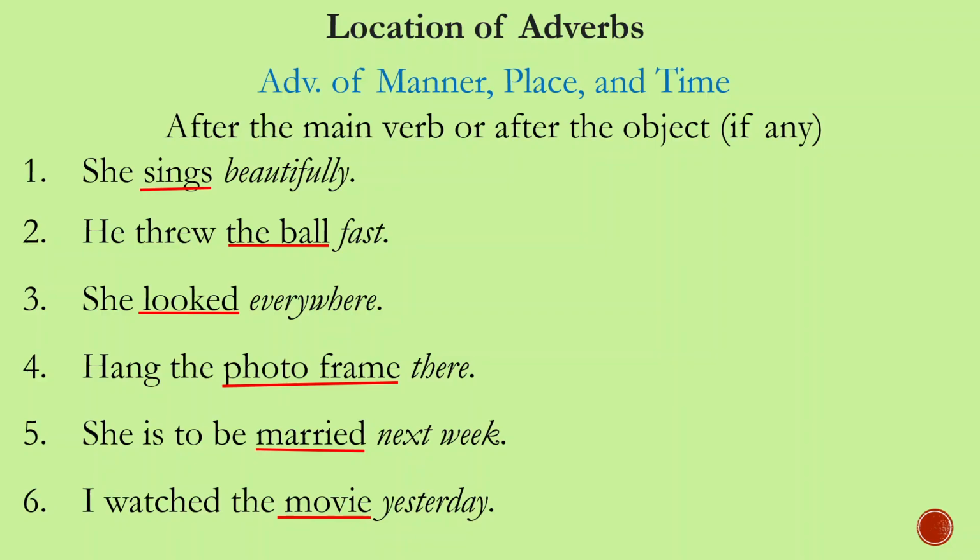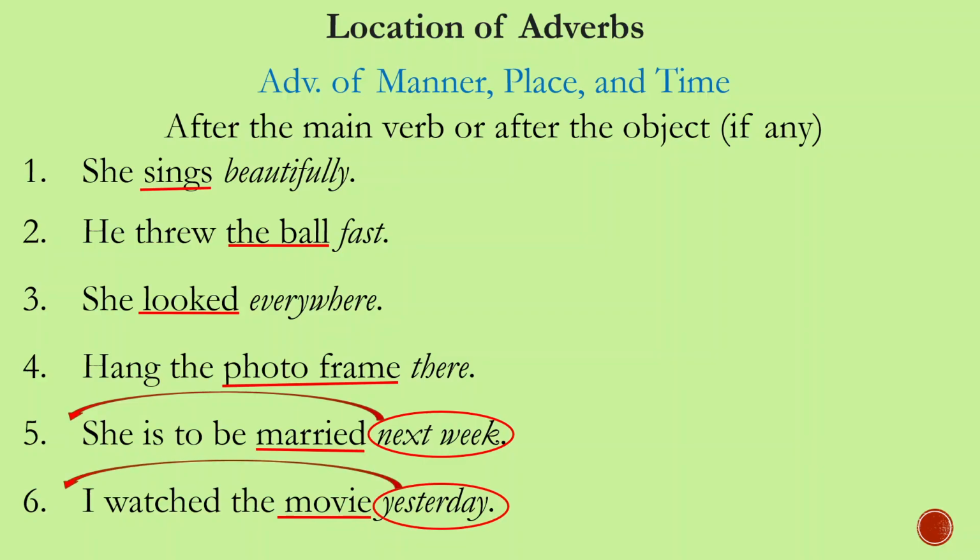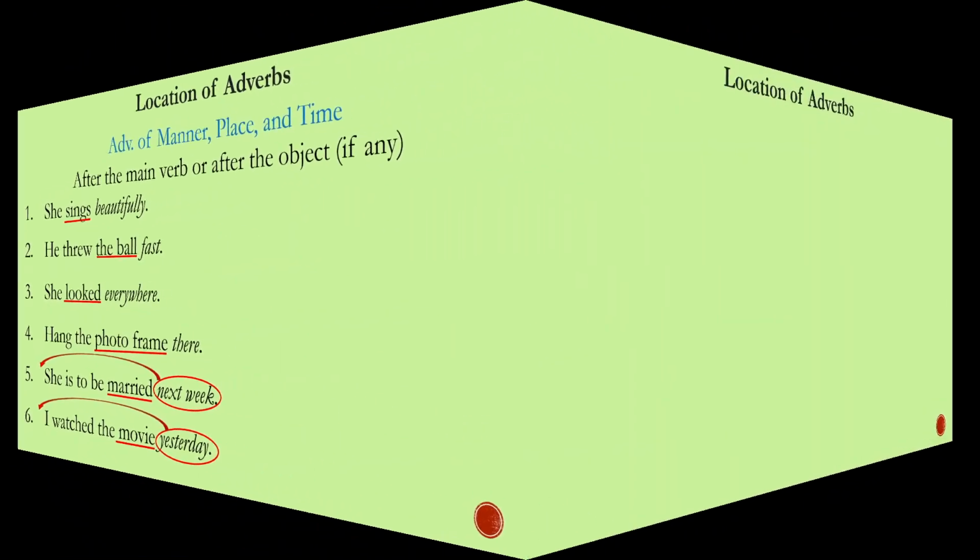But if you look again at number 5, next week, we can put it at the beginning of the sentence, like next week, she is to be married. Similarly, sentence number 6, yesterday I watched the movie. This is also correct. So we see that the location of adverbs is a bit flexible, unlike adjectives.